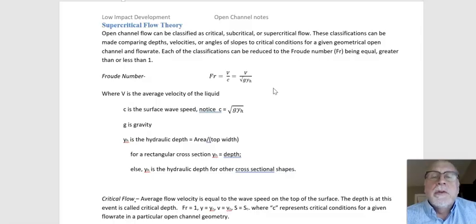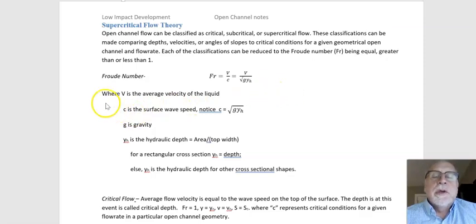The ratio between the velocity in the channel and the wave speed is quantified as the Froude number. A Froude number of 1 means the velocity equals the wave velocity, which means you're at critical flow. So you can have critical flow, critical velocity, critical depth, critical slope. I usually think of the depth. Sub is below, super is above. So supercritical is shallower and faster than subcritical flow.